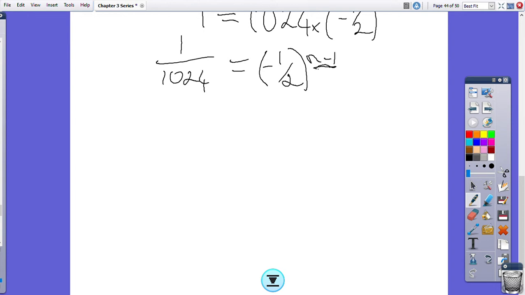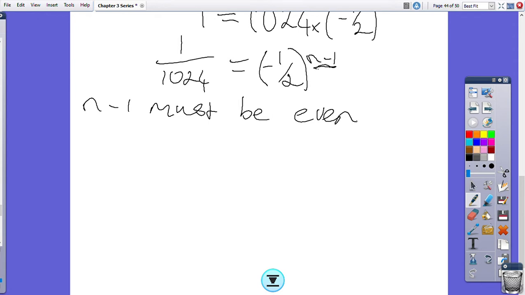For instance, if I have minus 2 and I raise it to the power of 1, I get minus 2. If I raise minus 2 to the power of 2, I get 4. It's positive. Minus 2 to the power of 3, minus 8, minus 2 to the power of 4, 16. So it always flip-flops between positive and negative, depending on whether it's an odd or an even power. So that means that n minus 1 must be even.